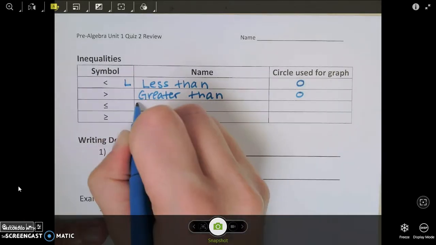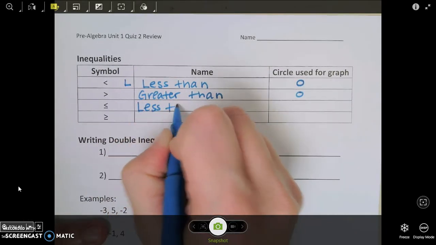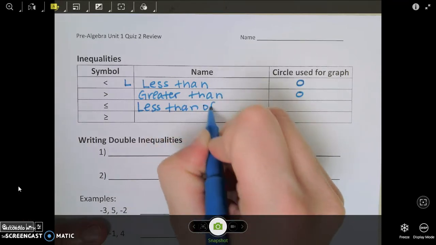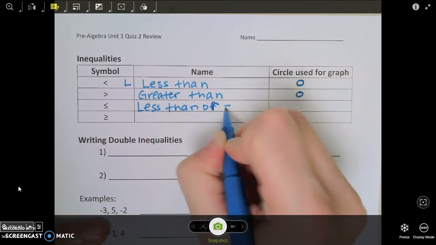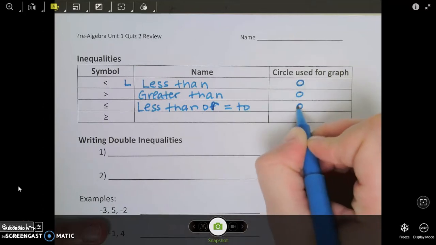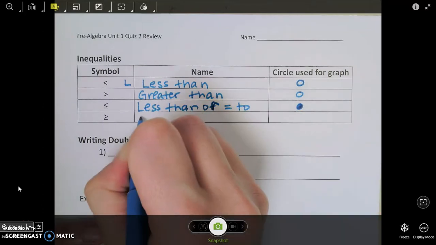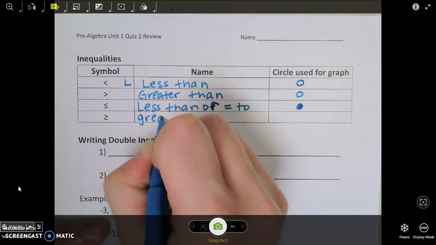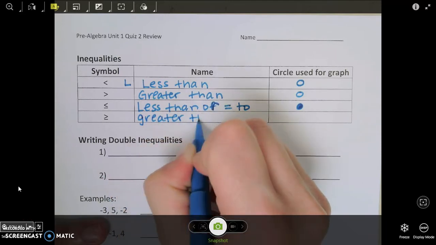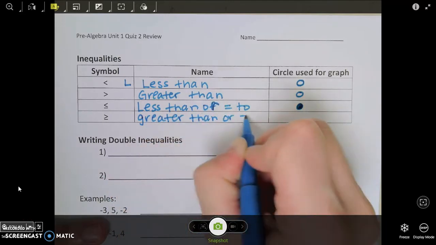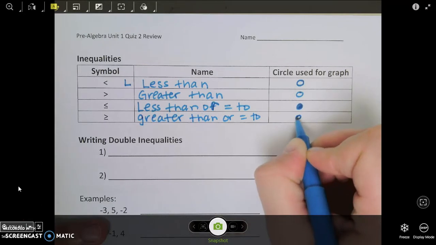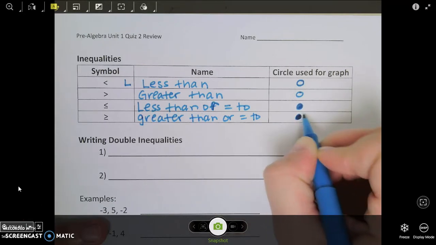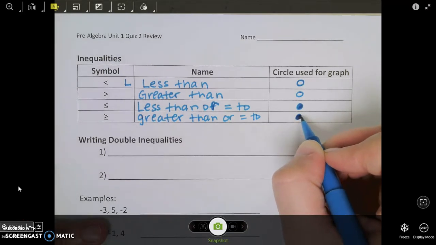The next one is less than or equal to. Or equal to, and that's a closed circle. And the last one is greater than or equal to, also a closed circle. That means the points themselves that you're comparing x to are included.